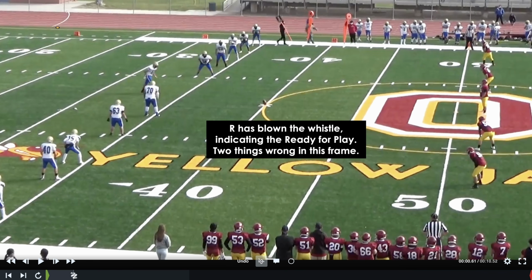So I have 2 quick screenshots as well here. If you're driving, do not take a look at this, but if you're watching this on your computer or your phone, the referee has blown the whistle, indicating they're ready for play, and there's 2 things wrong in this frame. Can you identify what those 2 things are? I'll give you a second here.